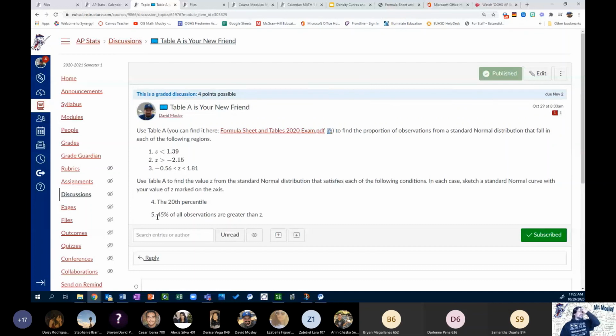On question number 5, it's looking for the place where 45% of all observations are greater than z, which means you're looking for the z-score that corresponds with a proportion on table A of 0.55, not 0.45. 0.45 is for greater than, which means 55% of the observations are less than, and less than are the values that you find on table A. Okay, so this last one is worded a little, not necessarily tricky, but you need to read it carefully.